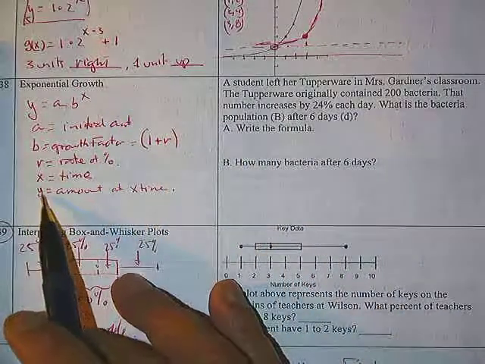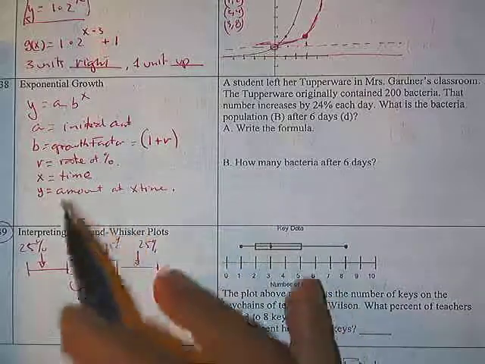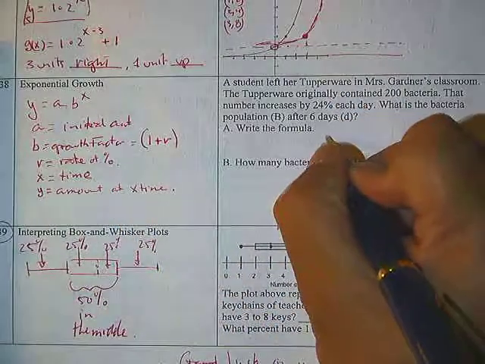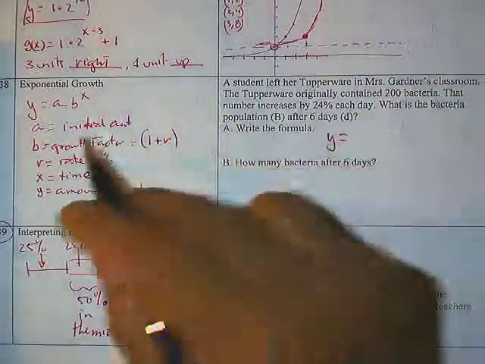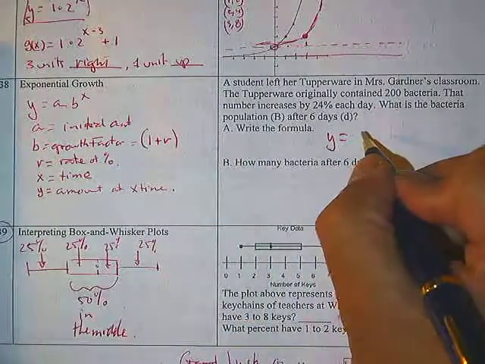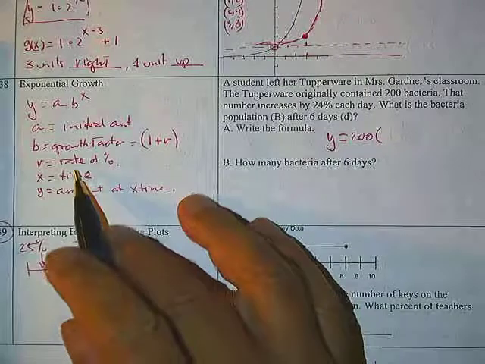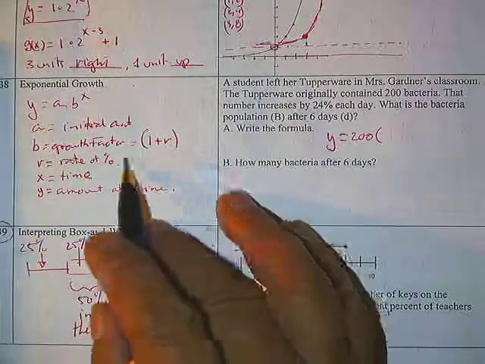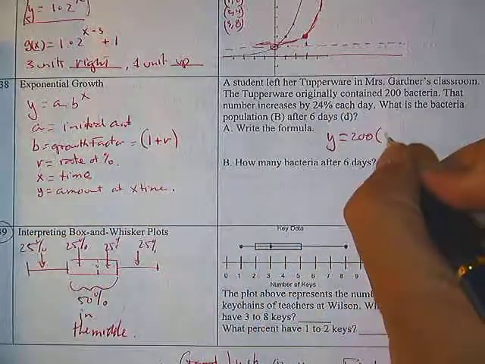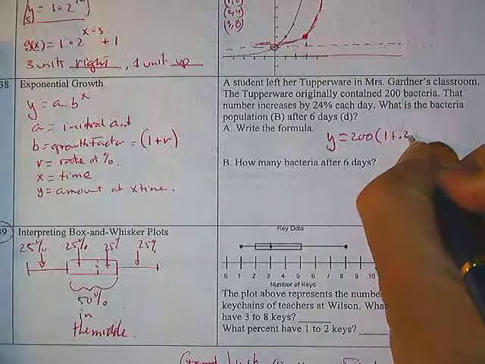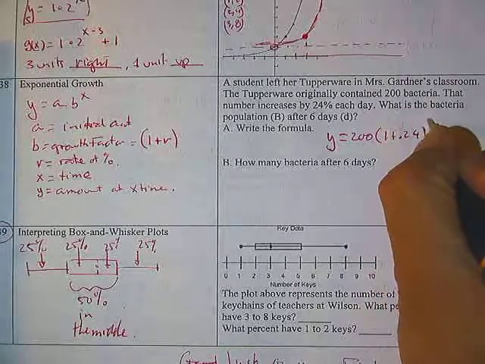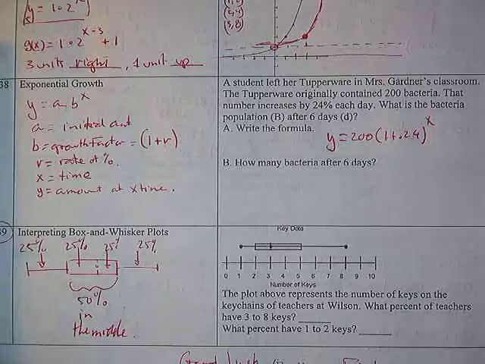All right. So the function is y equals a times b to the x. A is the initial amount. B is your growth factor. That's 1 plus r. Now in this case, r is 24%. So that's your rate of growth over there. And then x is time in terms of days or hours or whatever. In this case, it's days. And then y is how much bacteria after x time.